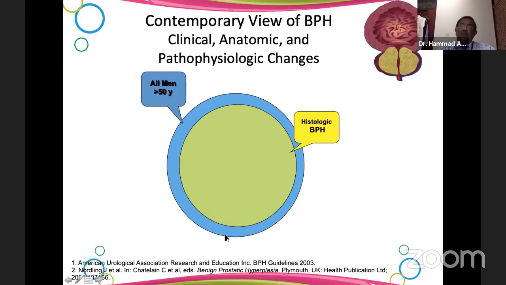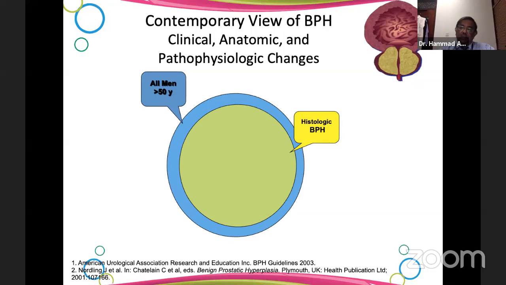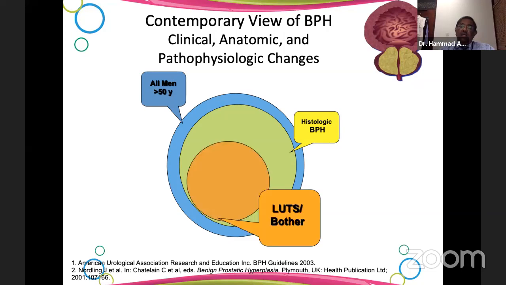A significant proportion of men above 50 years of age have histological BPH. If you start doing a biopsy of anyone who is 50 years of age, you will find BPH. But a much smaller proportion of these men have lower urinary tract symptoms suggestive of clinical BPH.